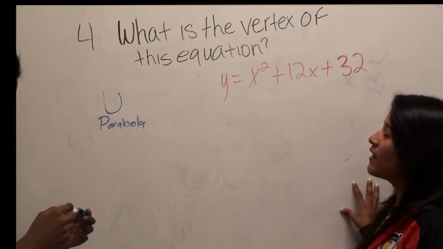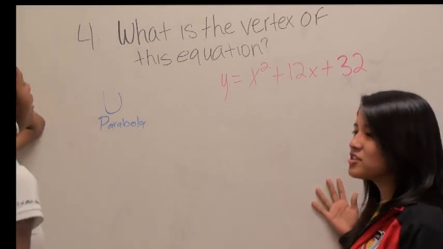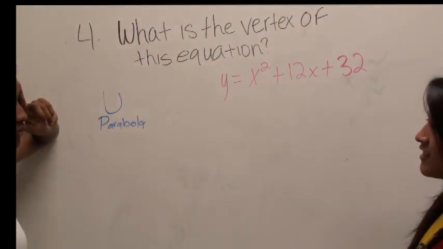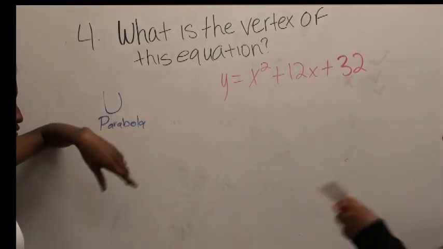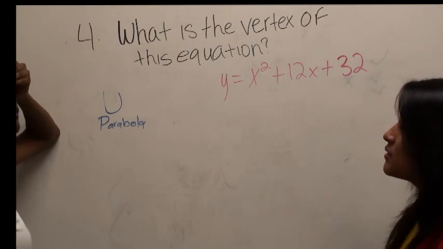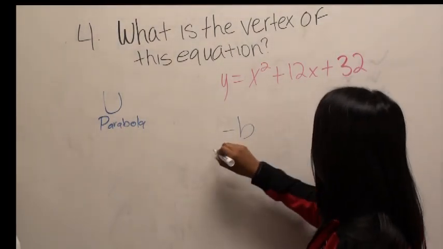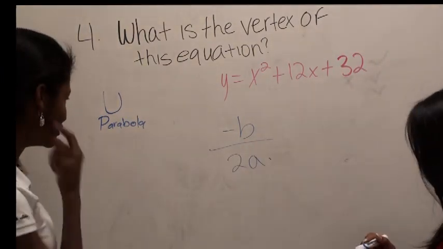So how will we ever find the vertex of such a complicated equation? Isn't there that one thing that Miss Rose said? Wasn't it like a vertex formula or something? Oh yeah, you're right. What was that again? I think it was negative b over 2a. That's right, that's what it was.